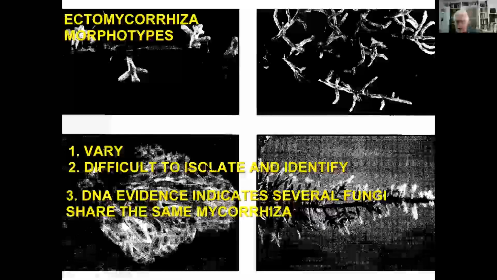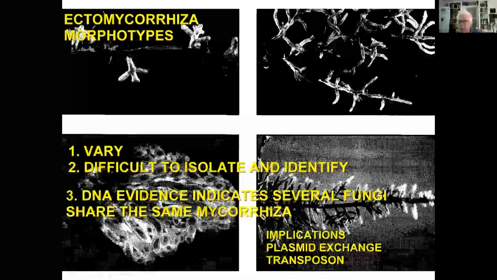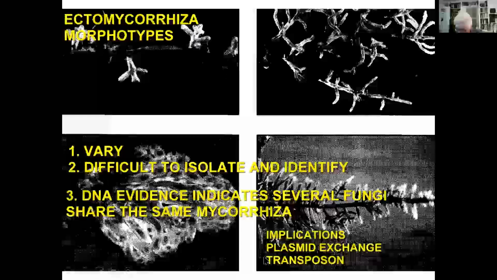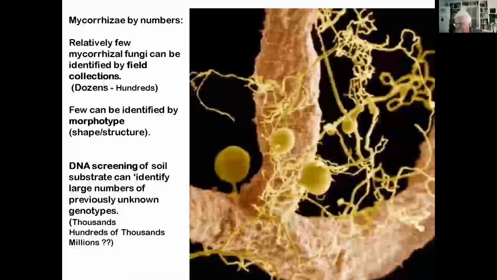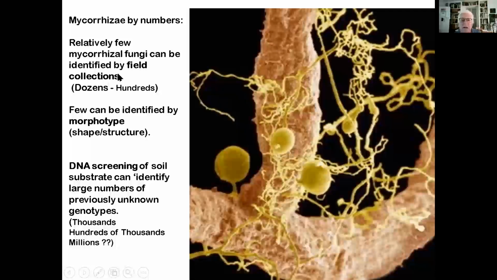They vary, and they're difficult to isolate and identify. DNA evidence indicates that several fungi share the same mycorrhizae. And again, that's another important place where you're going to get plasmid exchange and transposons. So these things are ubiquitous. By the numbers, there are relatively few mycorrhizal fungi that can be identified by field collections. Usually I teach mushroom identification in courses, and it's very difficult. Those are difficult for people to learn, for me to learn, for anyone to learn.